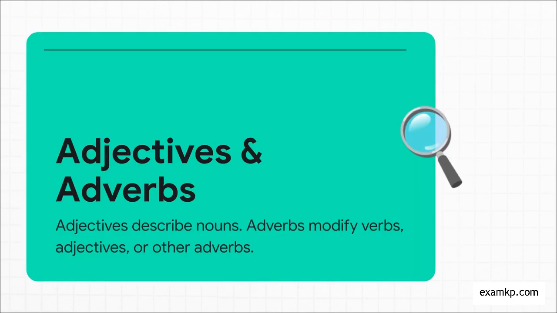Okay, now let's add a little bit of detail with adjectives and adverbs. These two are both descriptive words, but they have different jobs. Adjectives describe nouns. They tell us more about them. Adverbs, on the other hand, usually modify verbs. They tell us how, when, or where an action happens.